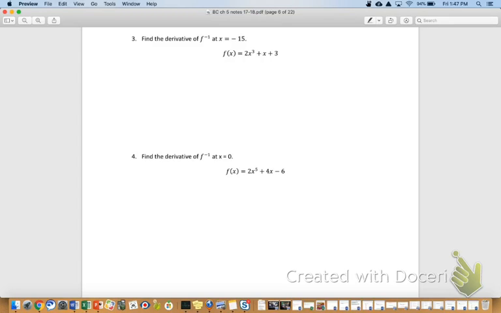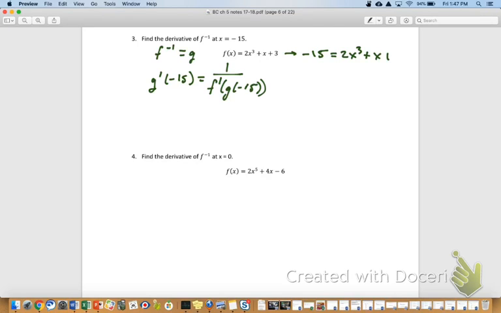I think we're all in at least a decent place here. We want to clearly define that we're talking about the inverse of f being represented by g. If I'm trying to find g prime of negative 15, then it would look like this. So then negative 15 is the input for g, which also means that it could also be the output for f. Oh, well said, Jack. So negative 15 equals 2x cubed plus x plus 3. This is where you commence with the guessing and checking.